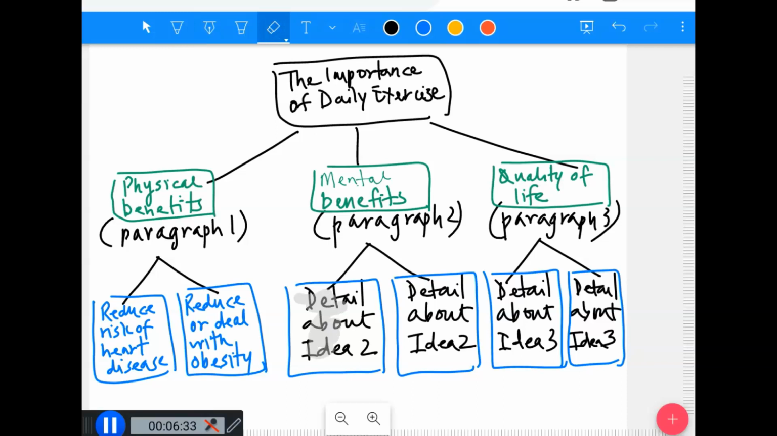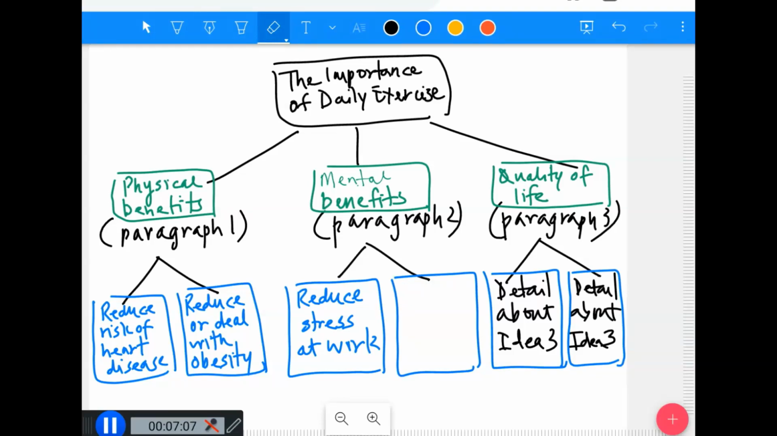Now, the next idea that we had was that daily exercise has mental benefits. So one detail I can add to this idea is that it reduces the stress levels at work, and not just work. It reduces the stress levels at work, when you're outside and in your day-to-day life. At least for me, when I get out of bed and get in some exercise before heading out to work, I find that my day is much more productive and I'm a lot calmer throughout the day.